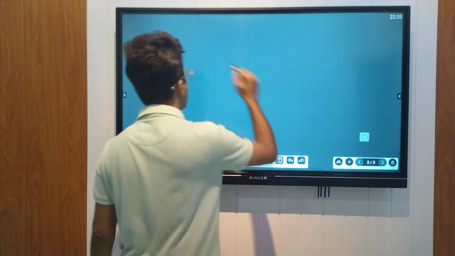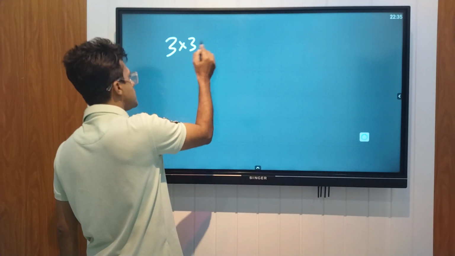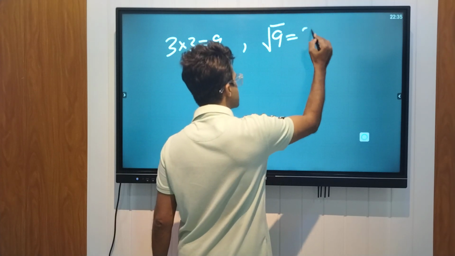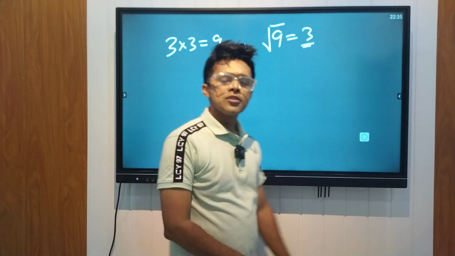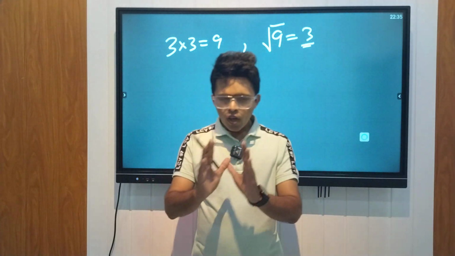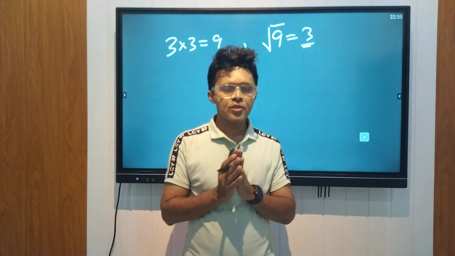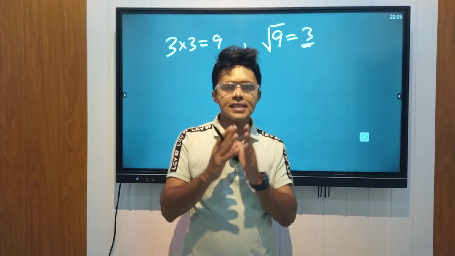What is the square root of 9? 3 times 3 is 9. So the square root of 9 is 3. That is the way to get the square root value easily.